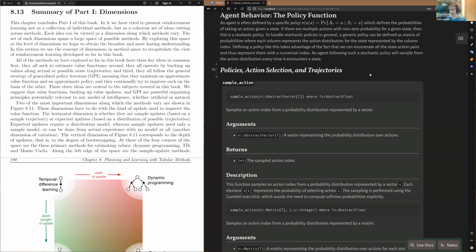Is that clear? What's meant by the policy?